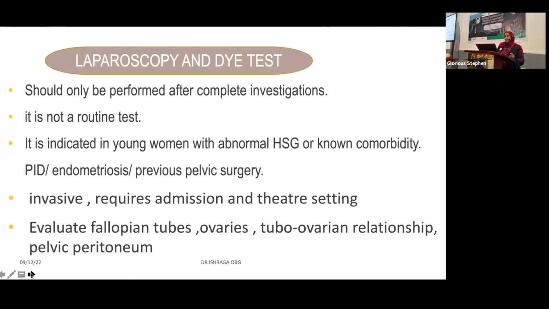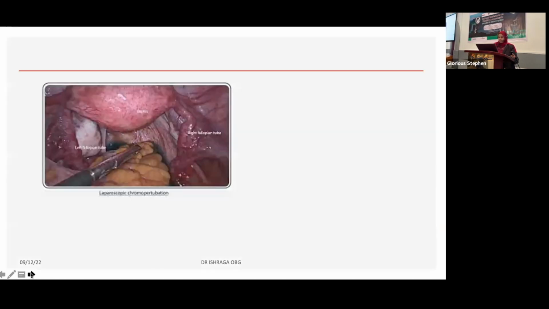Laparoscopy and dye test should only be performed after complete investigations. It's not a routine test. It is indicated in young women with abnormal HSG or comorbidity, like pelvic infection, endometriosis, or previous surgery. It is an invasive test, requires admission and a theater setting. It evaluates the fallopian tubes, ovaries, tubo-ovarian relationship, and pelvic peritoneum. You can see the dye spill from the tubes.